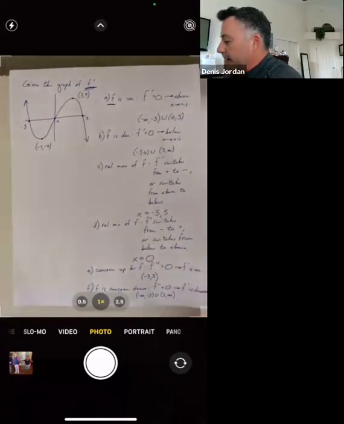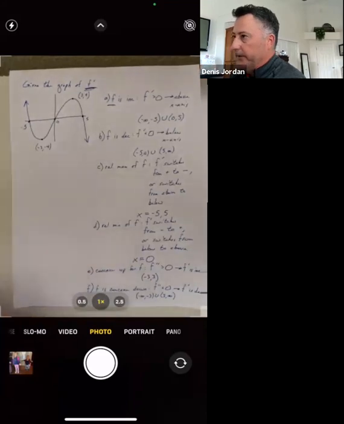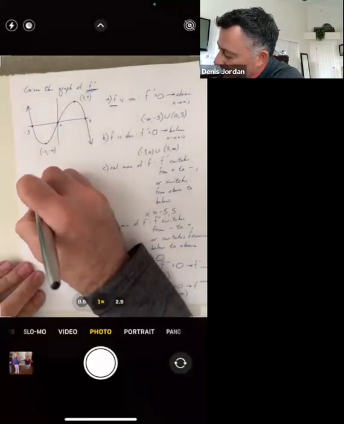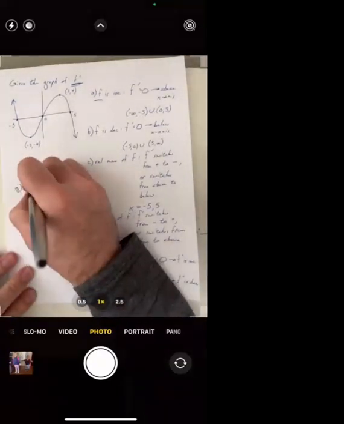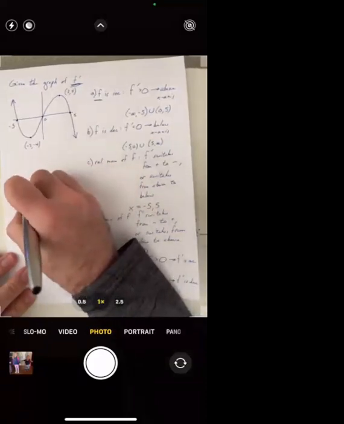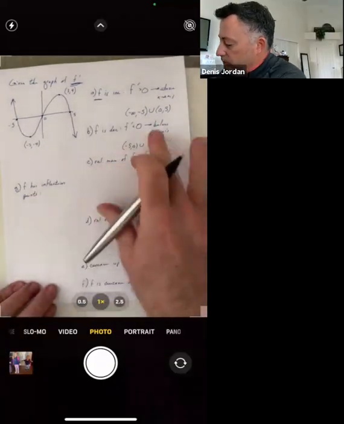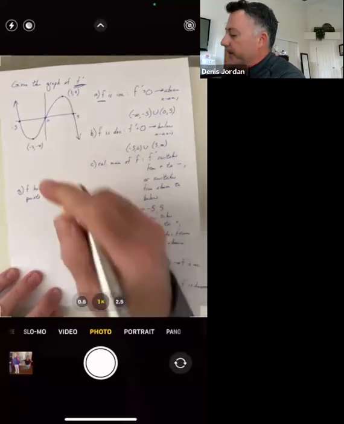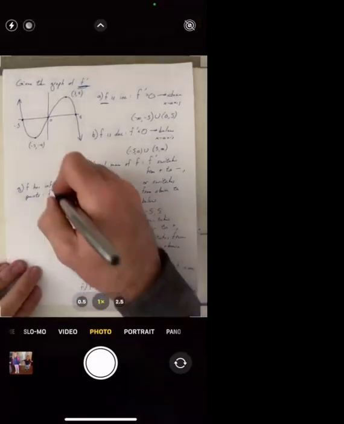All right, nice job. Okay, so there's one more thing that we can get from this graph that would tell us something about F. So what's one thing that I haven't asked you about? So this would be like part G. Inflection point? Yep. So the function is going to have inflection points when the second derivative does what? Changes sign.